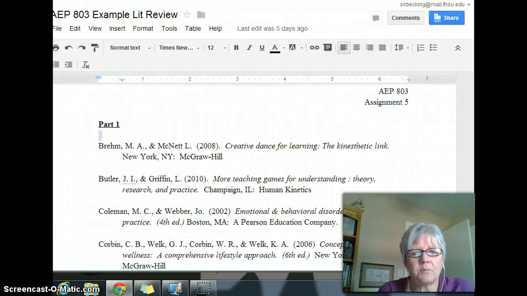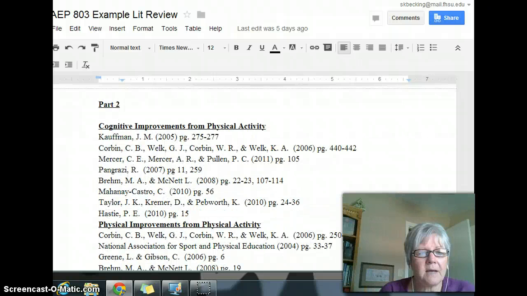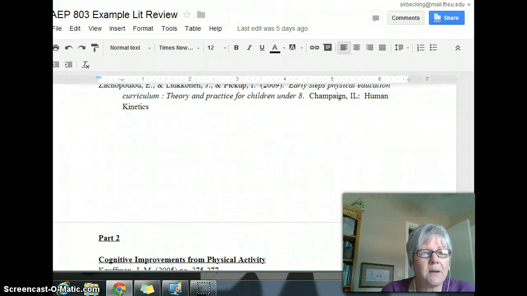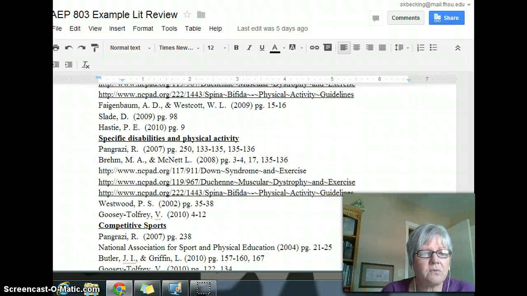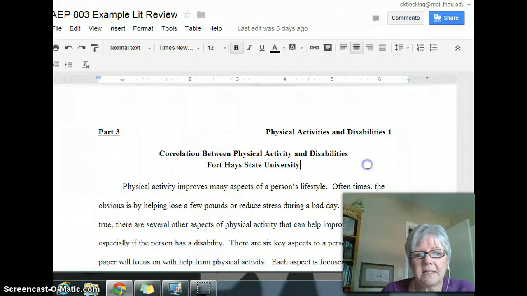First of all, this is a real lit review from one of your classmates in past semesters. This is the reference list, obviously. The second part of it was the outline, and in this outline, they have the theme and then all the articles under it that relate to that theme. So there are several themes, I think 5 of them. Okay, so then they started the actual writing.